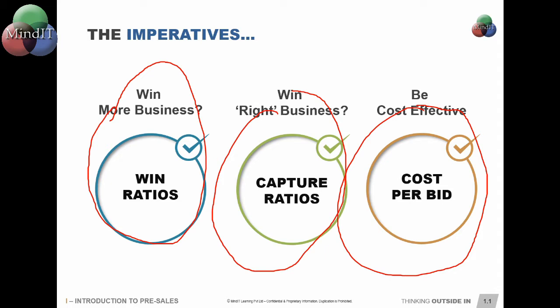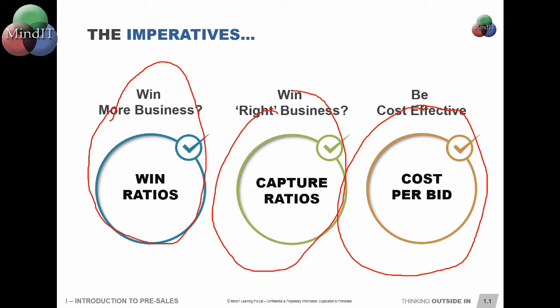Which is better? Well, both have their own place in terms of measurement and tracking. Clearly, in this particular case, it looks like you're winning more of the smaller deals, versus a situation where the capture ratio is higher than the win ratio, where you're winning the larger deals. So which is better? Well, there is no clear-cut answer as to which ratio is better. It all depends on the state of the organization.